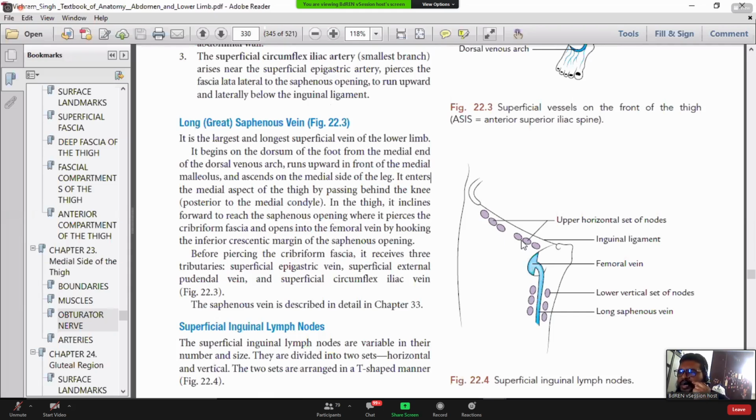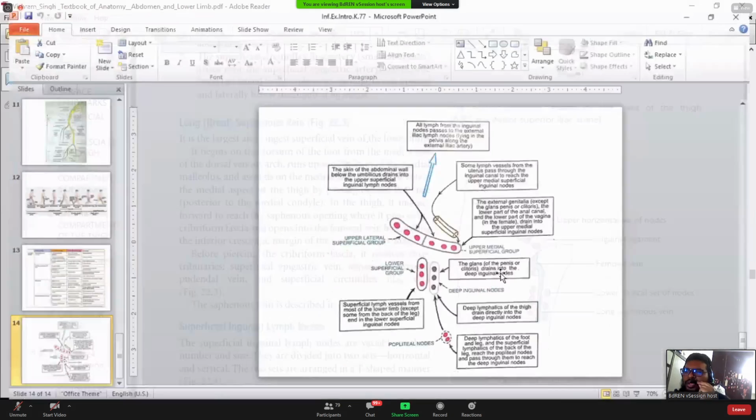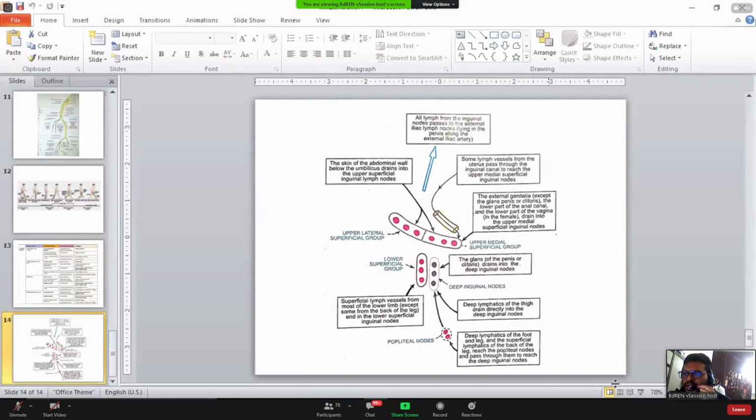And again, this upper horizontal set of lymph nodes is divided into a lateral one and a medial one, and the lower vertical group is again divided into lateral and medial groups. For easy understanding, if we simplify things, let me show you one very simple thing.